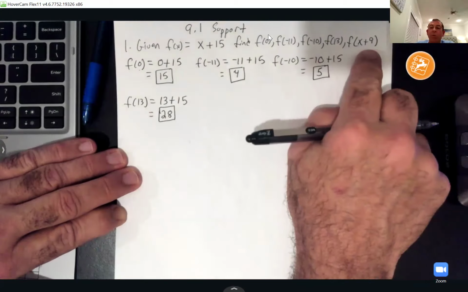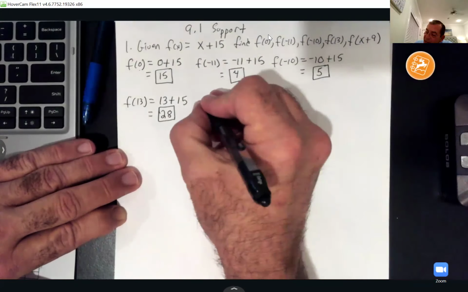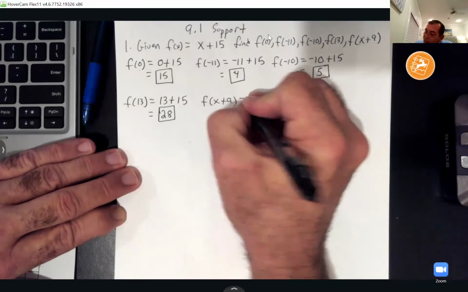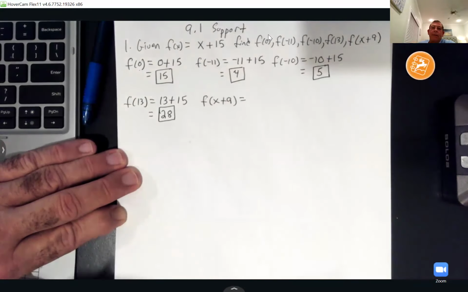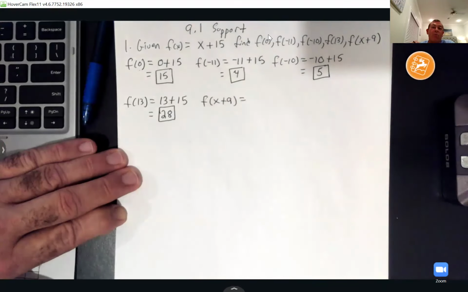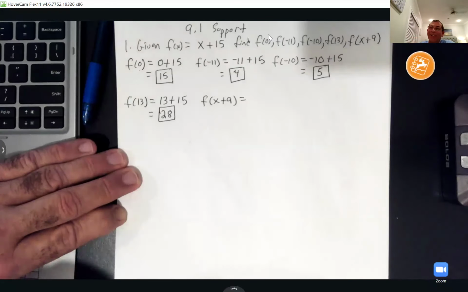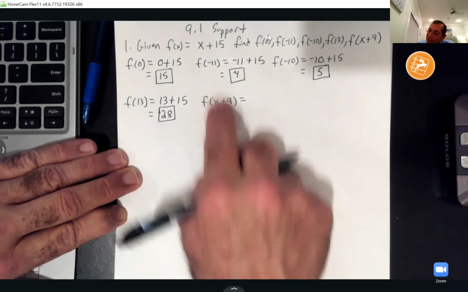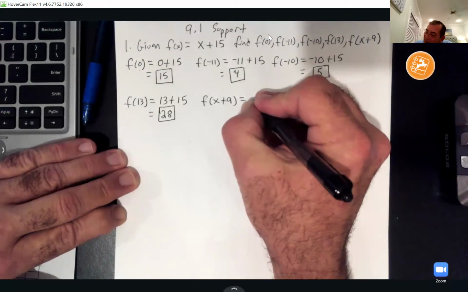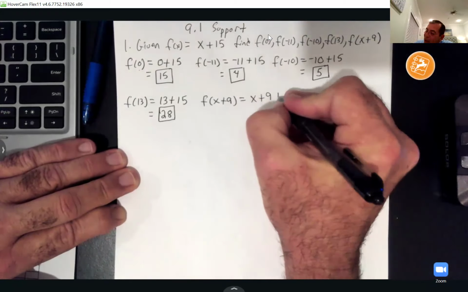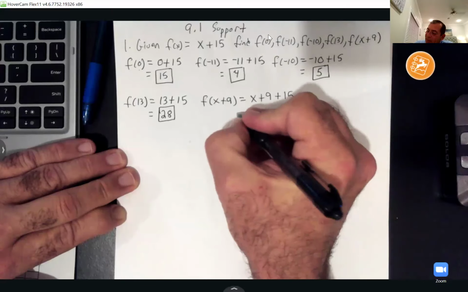And then finally for this one, f of x plus 9. So this would be sort of like if he's putting something like this into that one we had that square a while ago, remember? So f of x plus 9, I'm going to put an x plus 9 in for that x. I'm going to get an x plus 9 plus my 15.